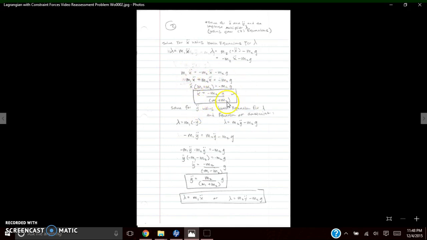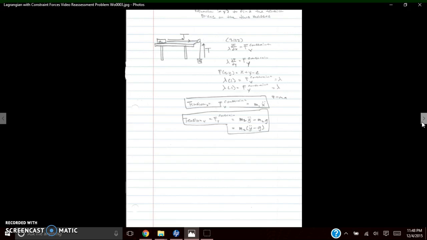So this x double dot is my equation for the acceleration in the x direction. This is my equation for acceleration in the y direction. And these are my two equations for the Lagrange multiplier. Both of them are the same thing, so it really doesn't matter. Just one is in terms of x double dot, one is in terms of y double dot.